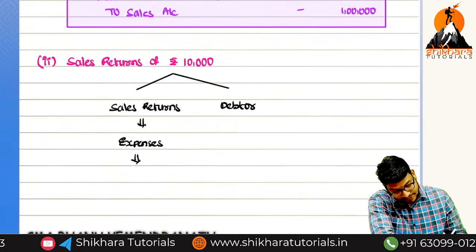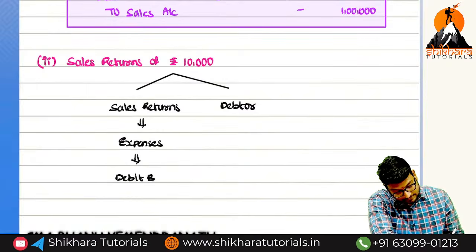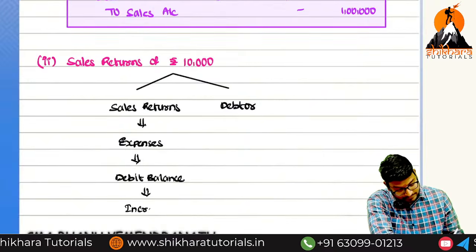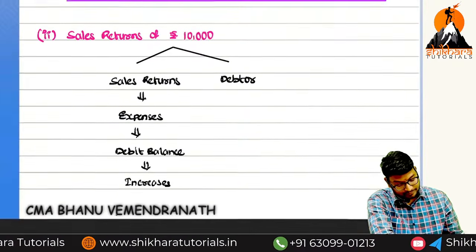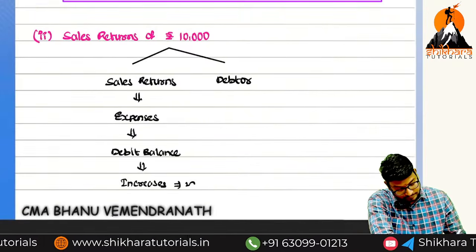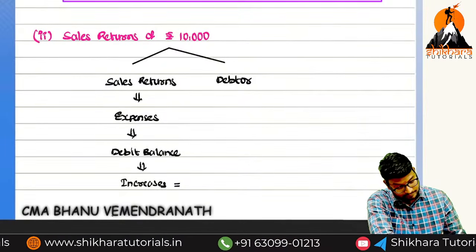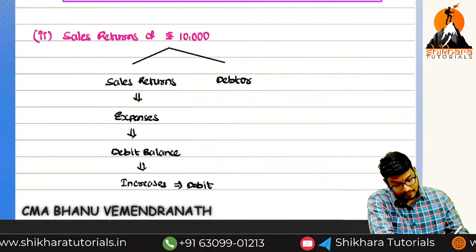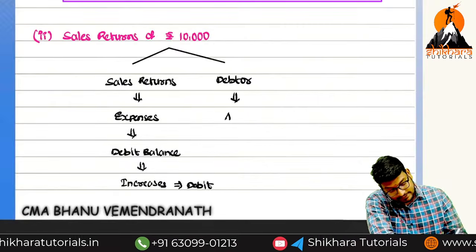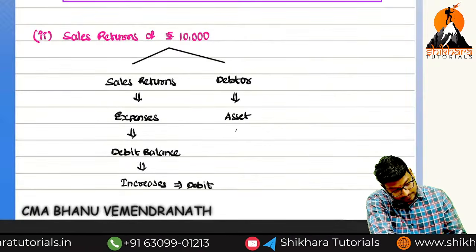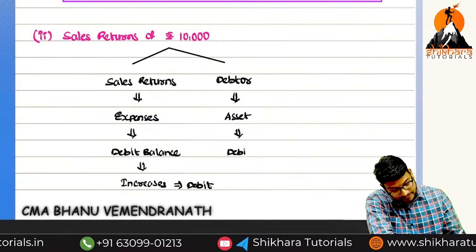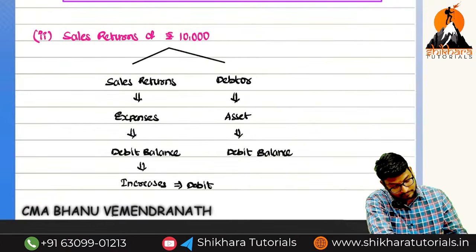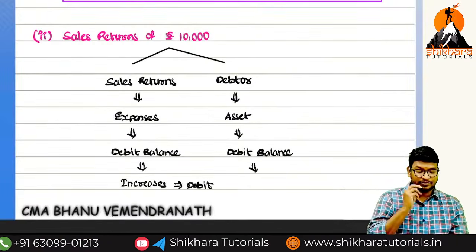So expenses will have which balance? Debit balance. So always increases or decreases? Increases. So what we need to do? We need to do the debit. And let's come to the debtor. Debtor is an asset or liability? Asset. We'll have which balance once again? Debit balance. So what do we need to do?